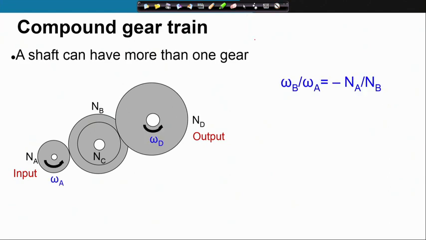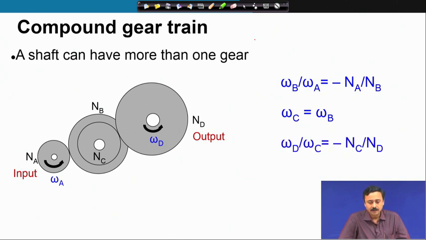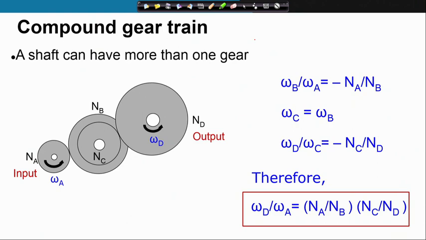Now, let us try to calculate the transmission ratio. We proceed as we have done before. So, omega_b by omega_A is minus n_A by n_B. Now, omega_b and omega_c are the same because they are on the same shaft. So, omega_c is equal to omega_b, and finally, omega_d by omega_c is minus n_c by n_d. Now, if I want omega_d by omega_A, then I use these three relations, and we can easily arrive at this transmission ratio omega_d by omega_A.